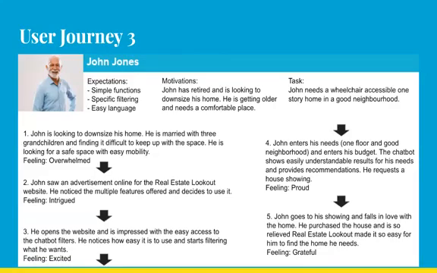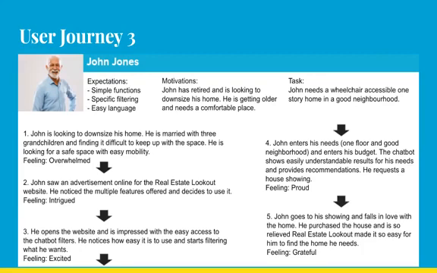For user journey 3, John Jones has retired and is looking to downsize. He needs a comfortable place to live. So our task is John needs a wheelchair accessible one-story home in a good neighborhood. So first, John is looking to downsize, and right now his space is difficult because of his mobility issues. He is looking for a safe space.